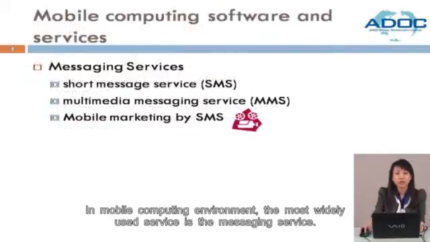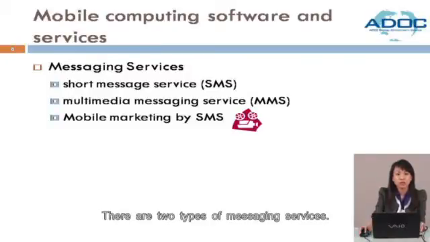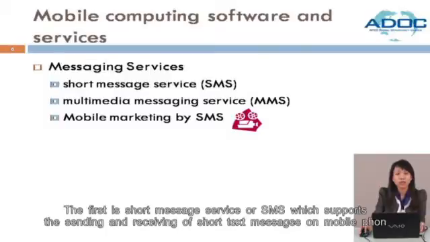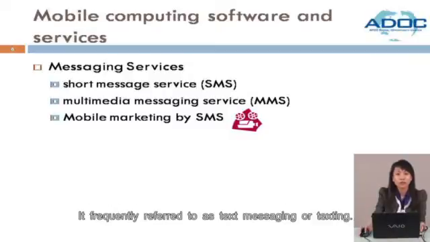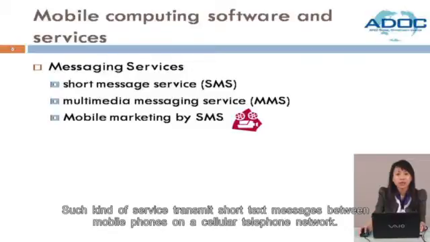In mobile computing environments, the most widely used service is the messaging service. There are two types of messaging services. The first is short message service, or SMS, which supports the sending and receiving of short text messages on mobile phones. It is frequently referred to as text messaging or texting. Such kind of service transmits short text messages between mobile phones on a cellular telephone network.